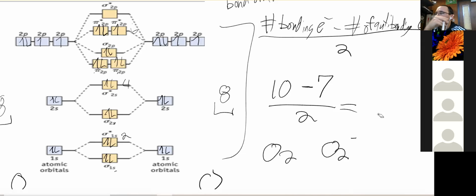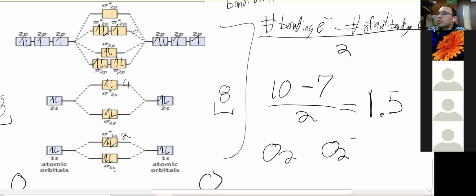What is our new bond order if we are O2 minus? 1. That doesn't seem quite right, right? Because 10 minus 7 is 3, and 3 divided by 2 isn't 1. What would 3 divided by 2 be? 1.5. So it'd become 1.5.